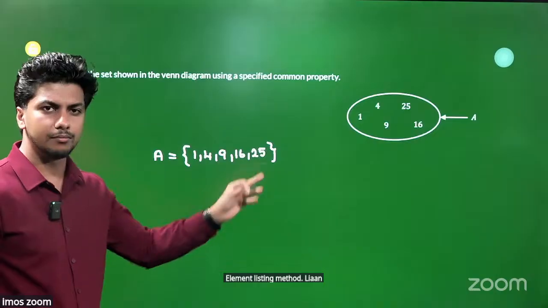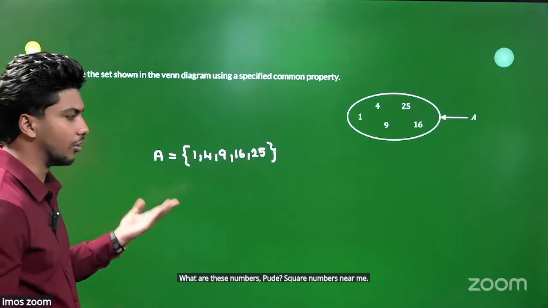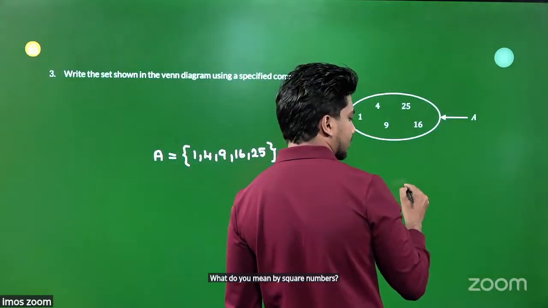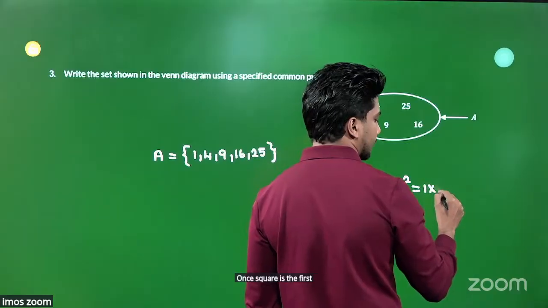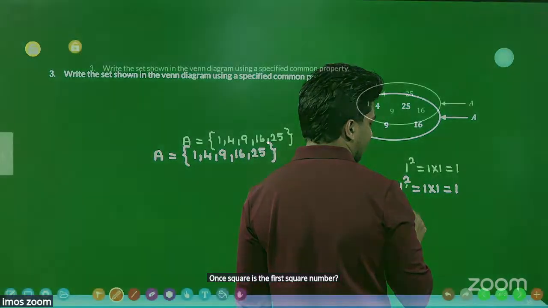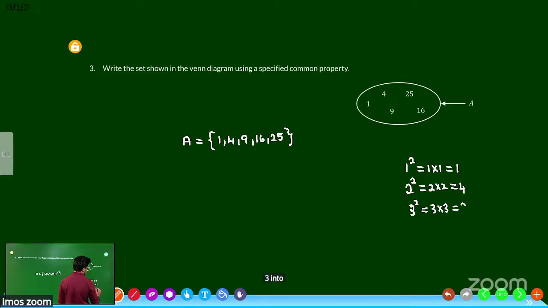What are these numbers, son? Square numbers. What do you mean by square numbers? What is the first counting number? 1. 1 square is the first square number. What is the second counting number? 2. 2 square is the second square number. What is the third counting number? 3. 3 into 3. This is the third square number.